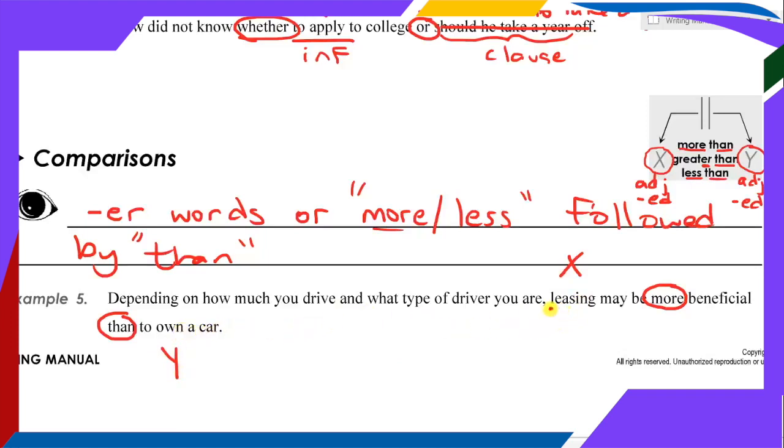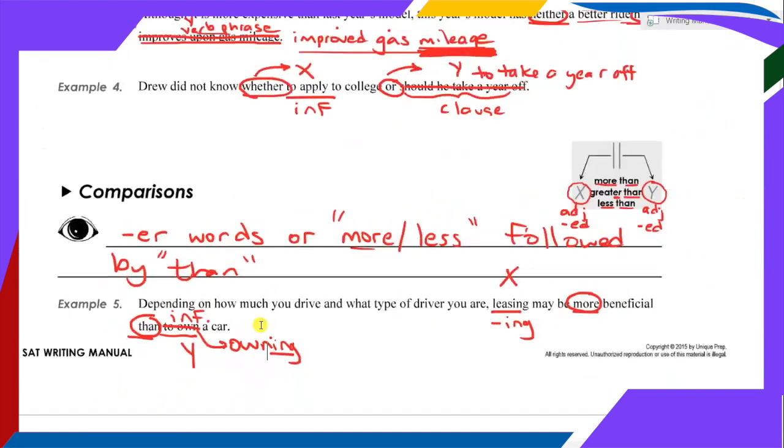So in this comparison, we have leasing more beneficial than to own. We flip-flop from an ing form of a verb to an infinitive, and we don't want to do that. They do not match. Our X and our Y before and after the comparison do not match, so in this case we just want to change to own, the infinitive, into owning, an ing word, and now we have balance. Leasing more beneficial than owning. Now we have parallelism. That is it for parallelism.